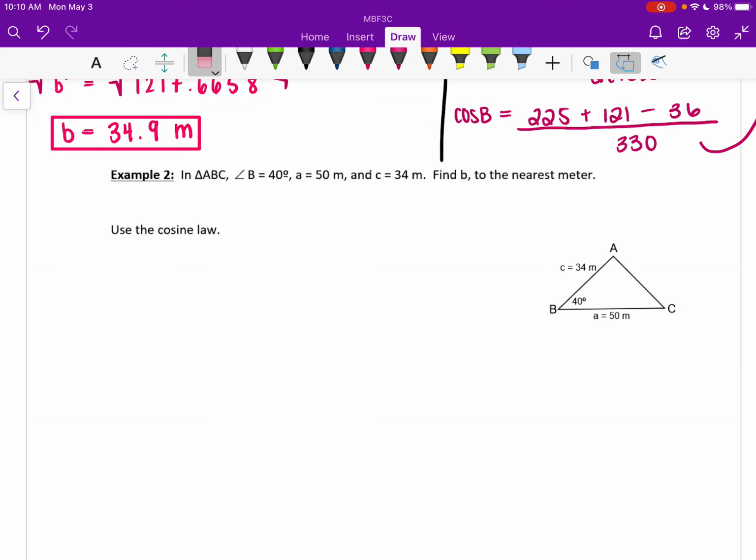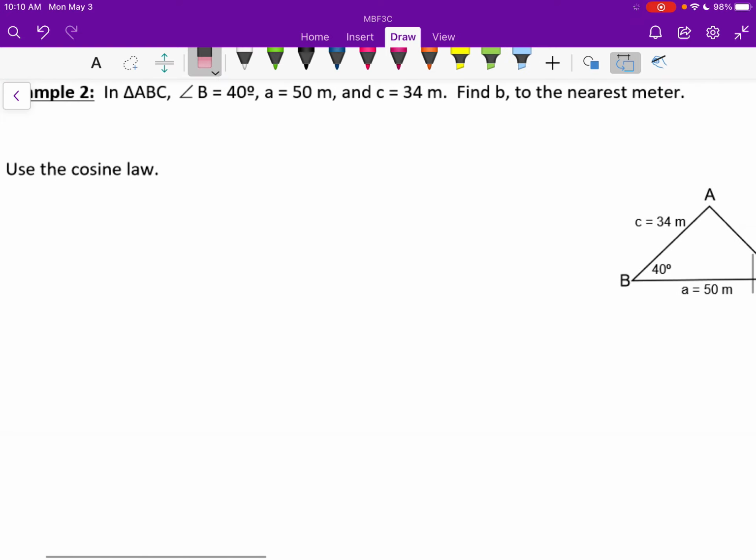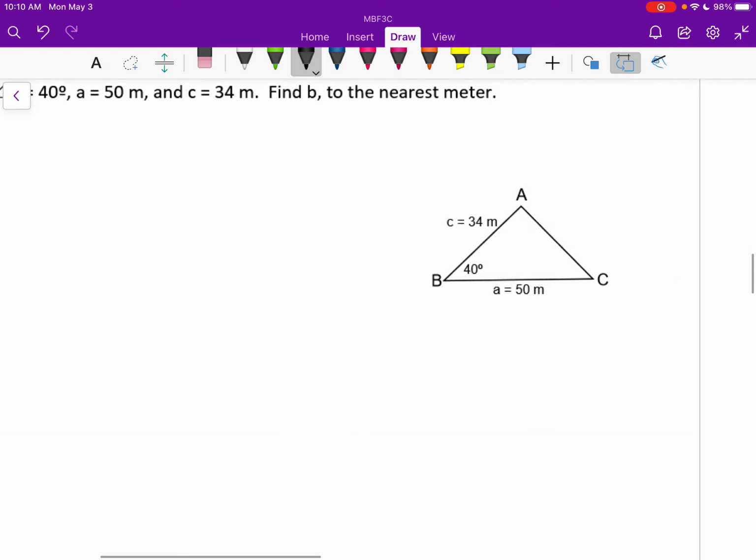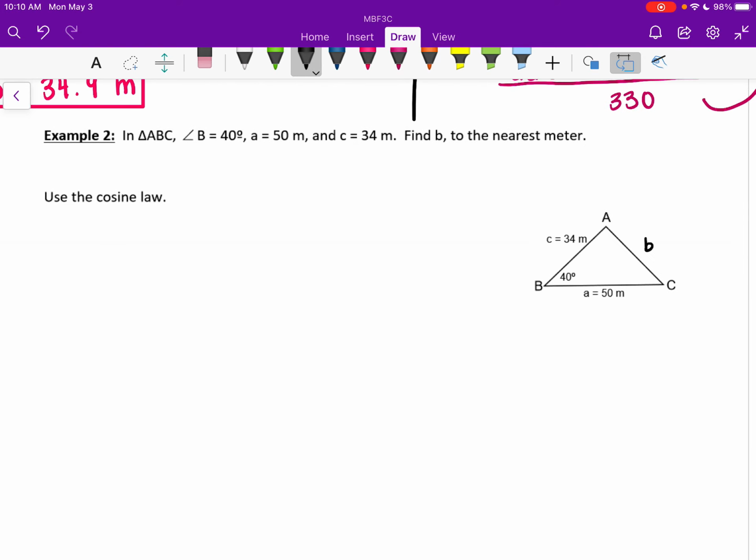So you are going to use cosine law because in this situation you have two sides and the contained angle. So it makes sense to use cosine law. Okay, so let's use cosine law here. Let's go in and put in our labels. So I know that this is side B. I know that's angle B. I already said which side's A and which side's C. So we're done that.